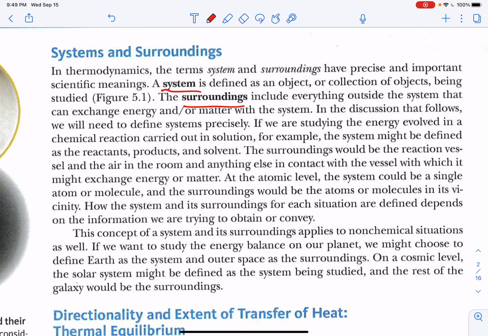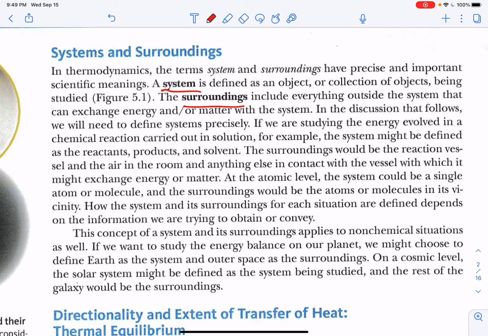Now, what's going to be new in this chapter is we're going to start talking about doing work on the system. The surroundings can do work on the system, or the system can do work on the surroundings. And that's a fundamental physics principle that you might remember from when you took freshman physics. And once again, the signs, the plus and negative signs, are the same.